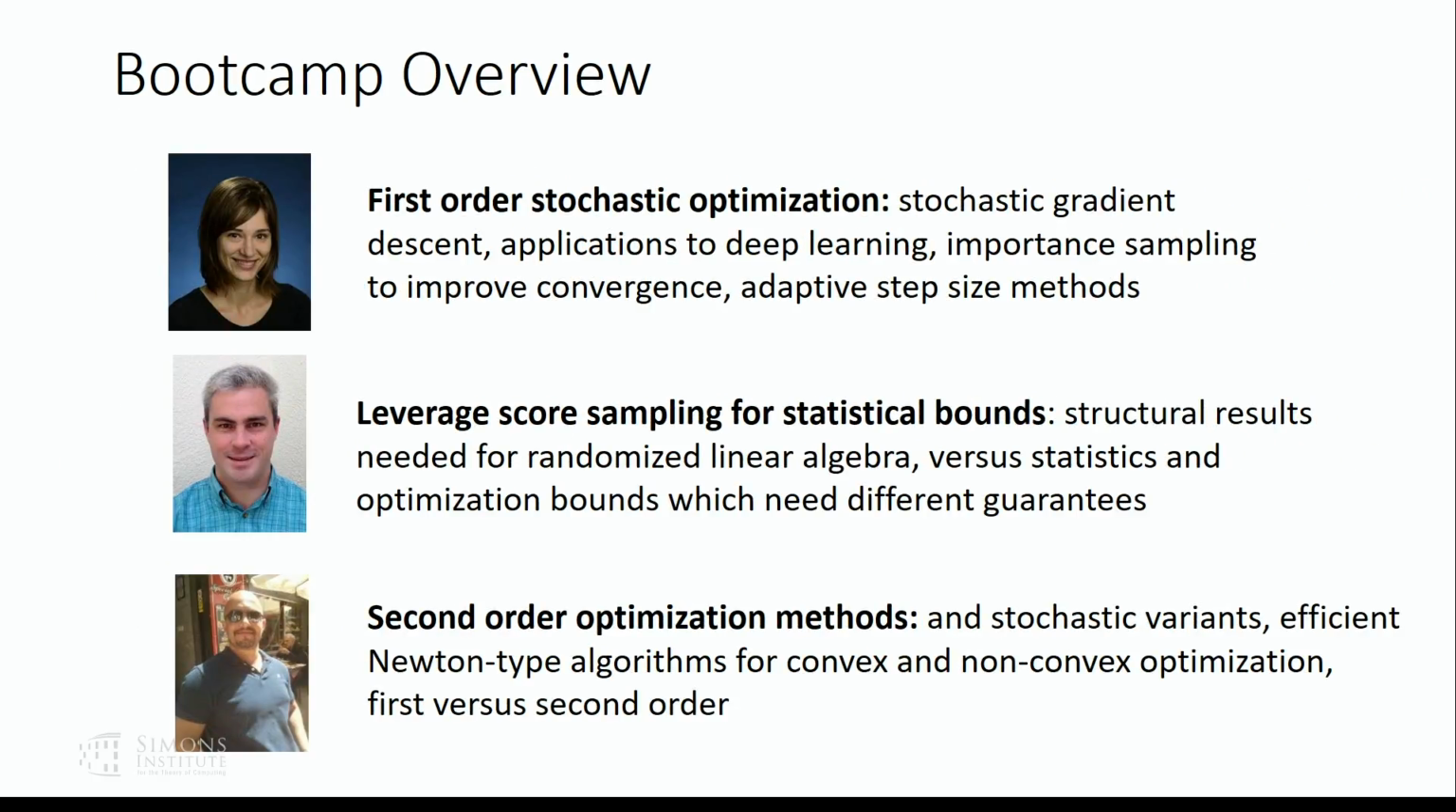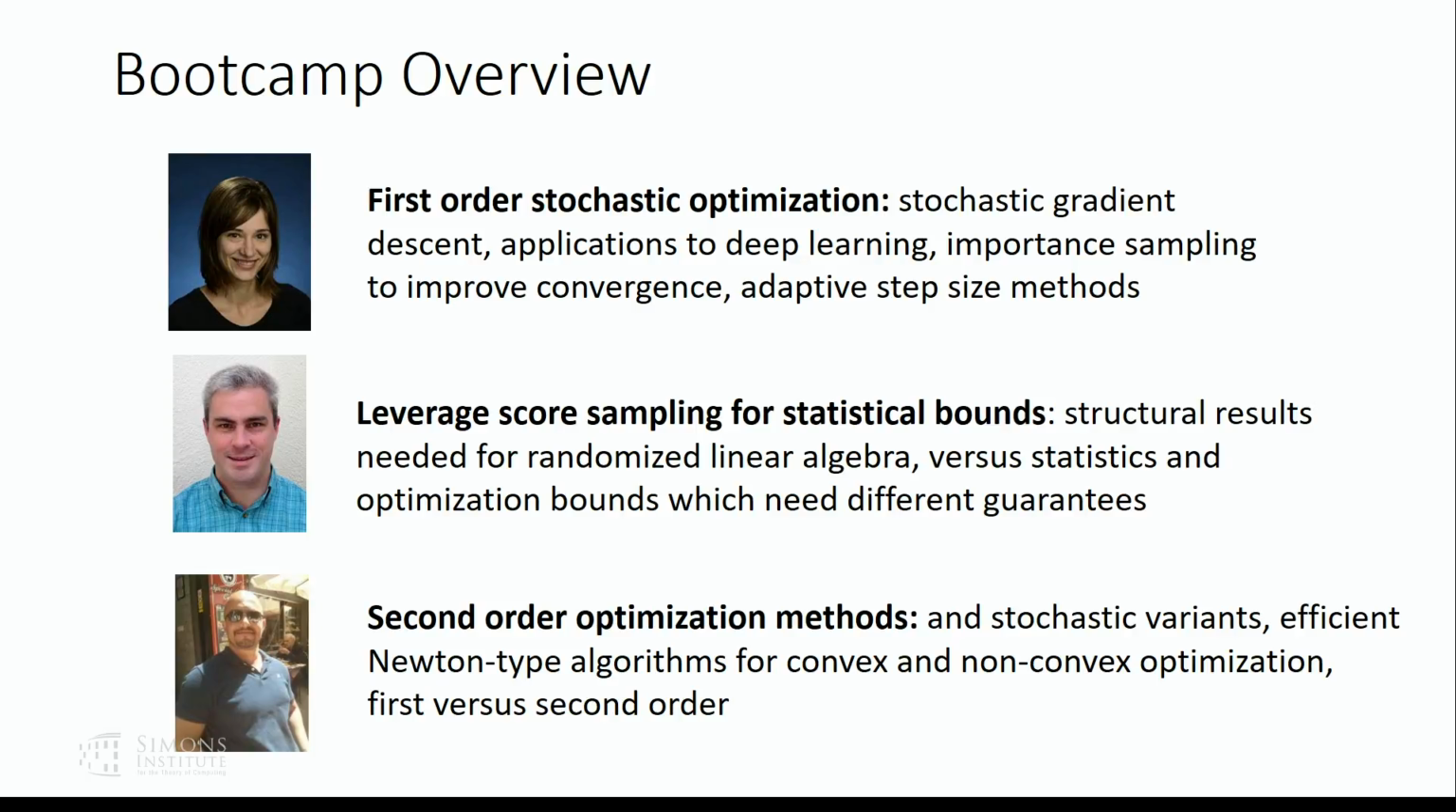Following those talks, Rachel Ward from UT Austin is going to give us a tutorial on first-order stochastic optimization. She's going to cover stochastic gradient descent, applications to deep learning, and importance sampling to improve convergence. There are many different parameters in this landscape, and she'll talk about things like adaptively choosing step sizes, etc.